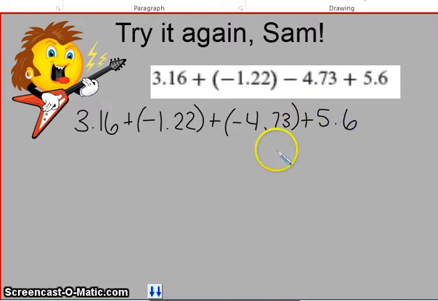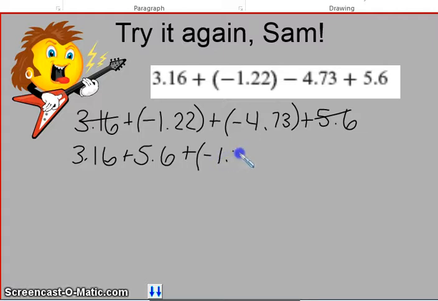Now that I've rewritten it all as addition, I'll group my terms with like signs. So I'm going to start with my positive 3.16. Takes care of that term. And then I've got plus 5.6. All my positives are accounted for, so then I'll go on to my negatives. Negative 1.22. Plus a negative 4.73.